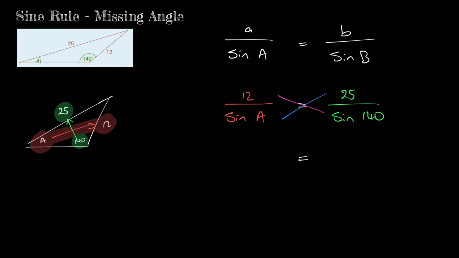But like I said to you earlier, I always like to keep my unknowns on the left-hand side. So I'm going to put my sine A on the left-hand side. So I'm going to do this calculation here, and I'm going to put it on the left-hand side. If I multiply sine A by 25, I'll end up with 25 sine A.